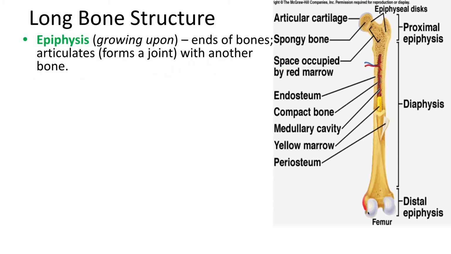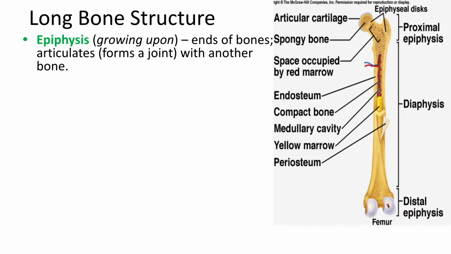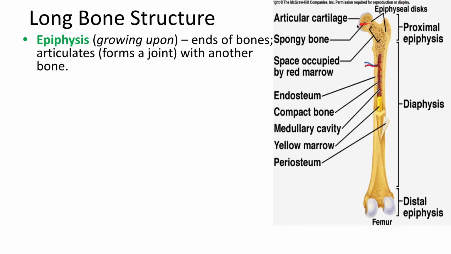And so if we look over here on this diagram, these are the growing upon, these are the ends of the bone. So when we look at these ends of the bones here and here, both in the proximal and distal sections of this right femur, we can see that these sections right around here and right around here are the epiphyses where this bone interacts with other bones.